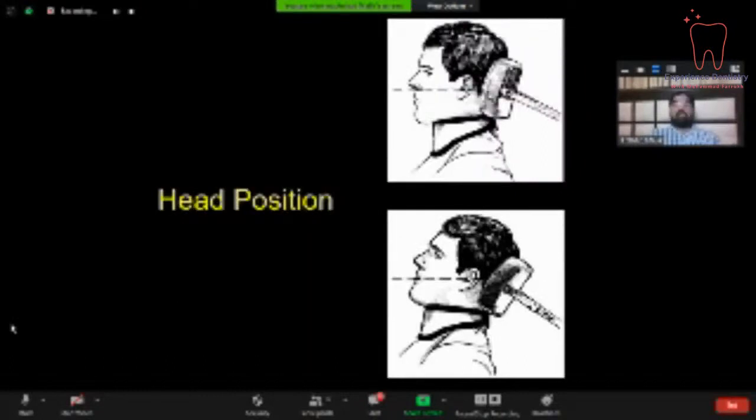Head position should always be remembered. This is not the Frankfurt plane, but it is like this: the maxillary occlusal line should be straight to the floor. For the mandibular line, when you are placing the film, it should be also parallel. The guideline is generally that you have to tilt your head in such a way that the tragus and the angle of the lip should be in line. And for the upper jaw, the tragus and the angle of the nose should be in line. These are the two parameters for head position.